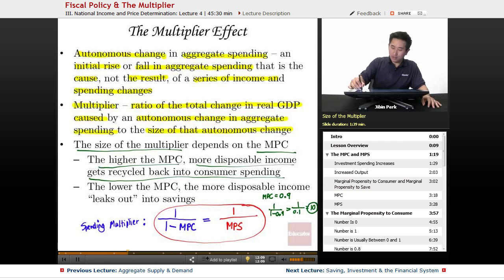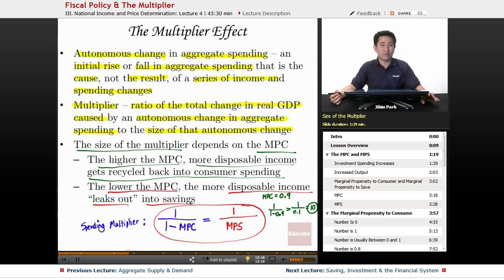Now let's say a relatively low MPC, where more disposable income leaks out into savings. Let's say you have a very frugal economy, and people only spend, say, 0.2. So MPC equals 0.2. People only spend 20% of their money, so you have a lot of savers. A lot of retail stores would be really frustrated with that economy because people are only spending 20% of their money. They're not opening up their wallets.